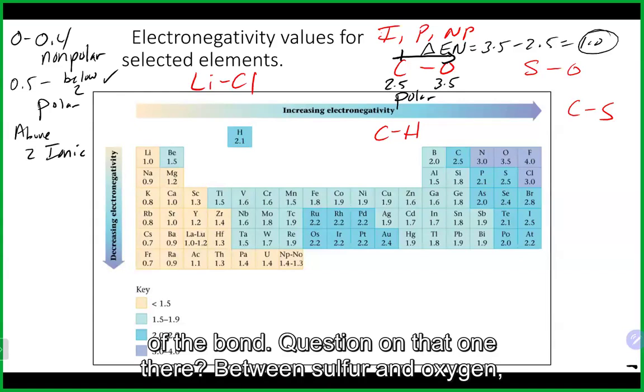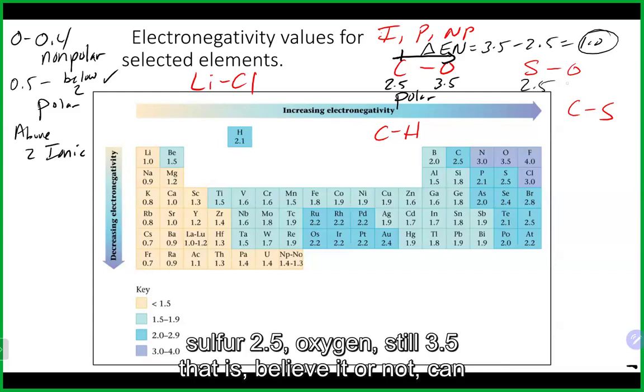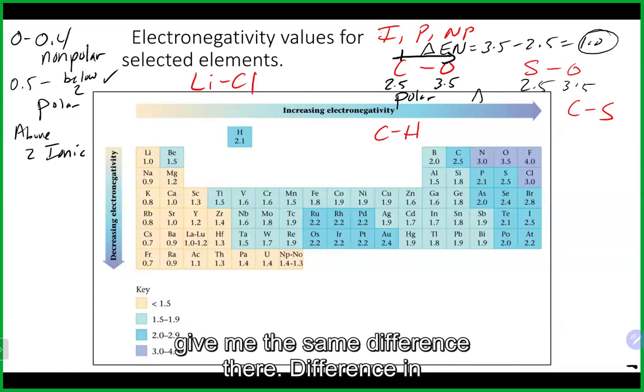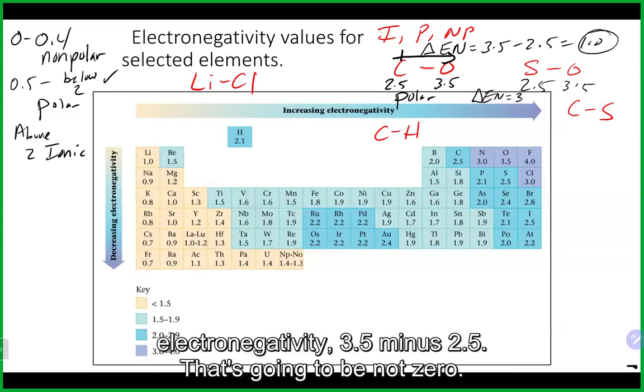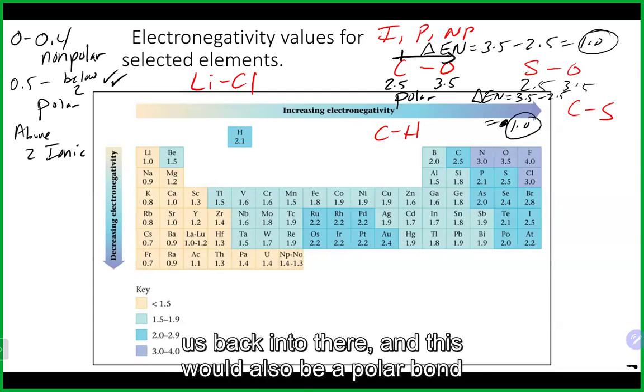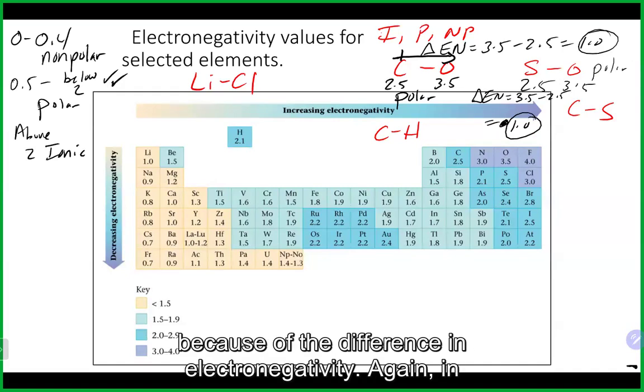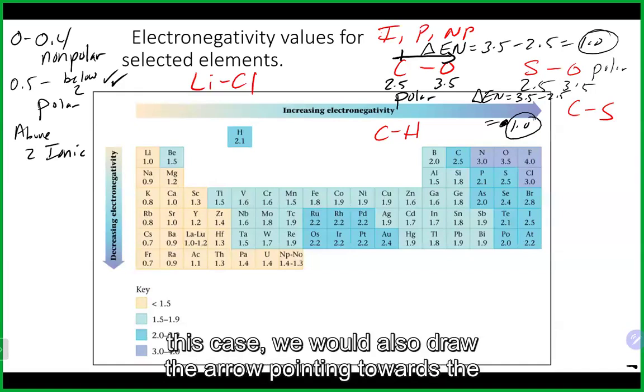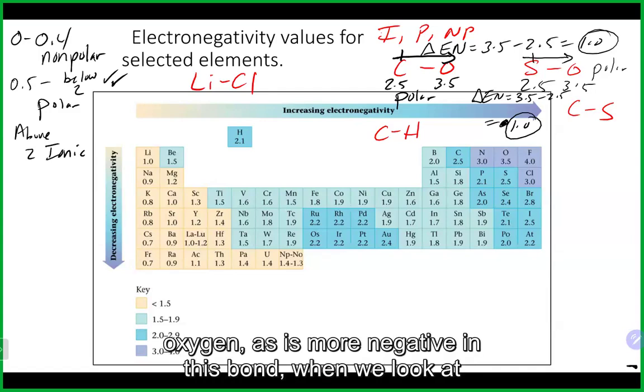Between sulfur and oxygen, sulfur 2.5, oxygen still 3.5. That, believe it or not, gives me the same difference. Difference in electronegativity, 3.5 minus 2.5. That's not 0, that's going to be 1. And the difference there again will put us back into there. And this would also be a polar bond because of the difference in electronegativity. Again, in this case, we would also draw the arrow pointing towards the oxygen, as it is more negative in this bond.